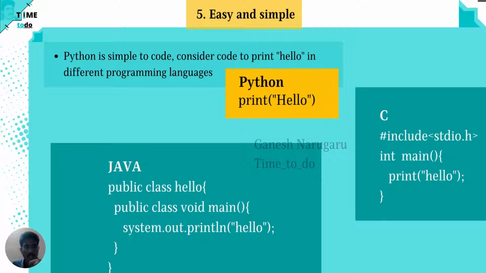For example, in Java we write public class Hello, public static void main, but Python does not have a specified syntax, which makes it easy and simple to run.